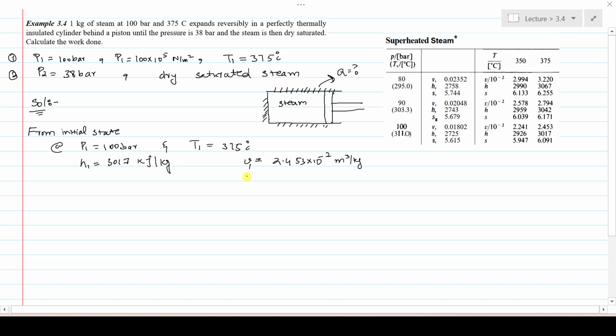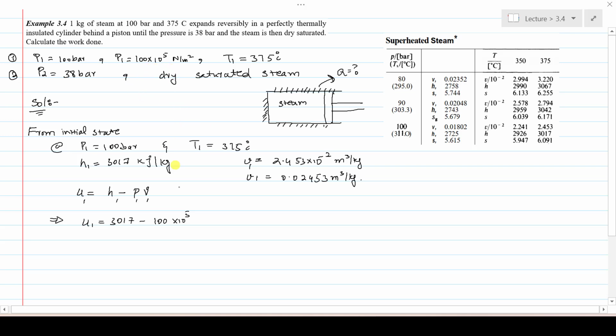You can also write it like this: 0.02453 meter cube per kg. Now internal energy is equal to enthalpy minus the product of pressure and specific volume. We are interested in finding the internal energy at initial state point 1, where pressure P1 is 100 bar, multiplied by 10 to the power 5 to convert into Newton per meter square.